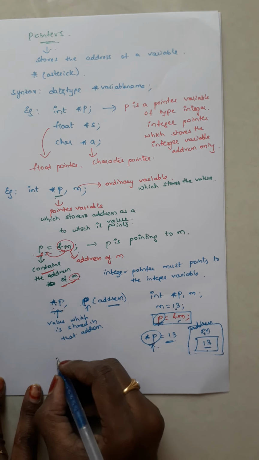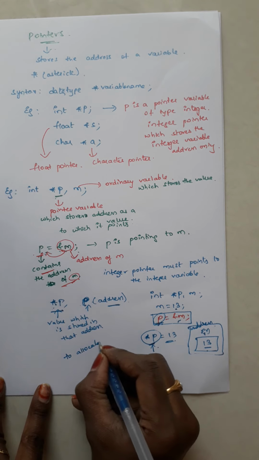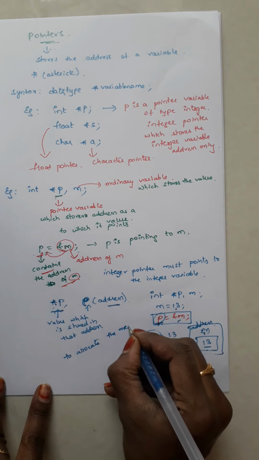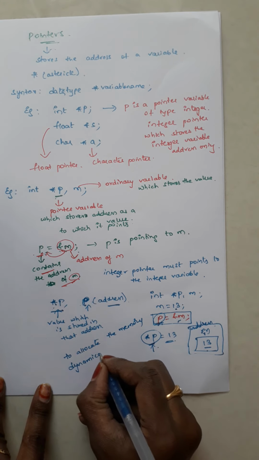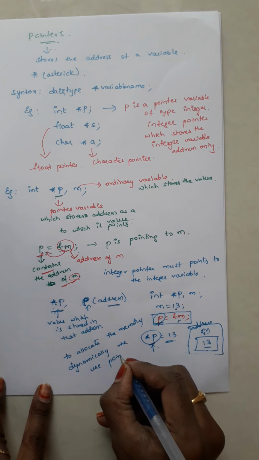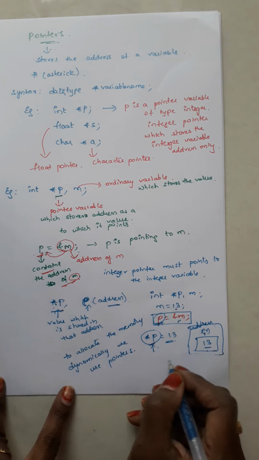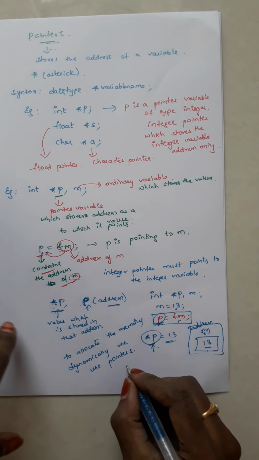Why do we use pointers? To allocate memory dynamically we use pointers. By dealing directly with the addresses, it is easy to access the values also. That's why we use pointers.